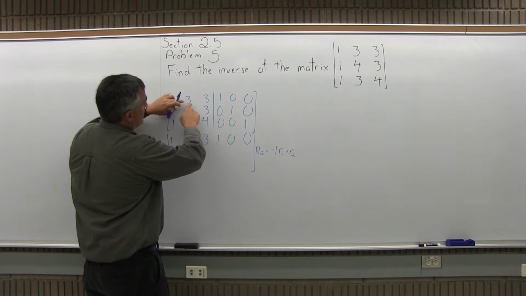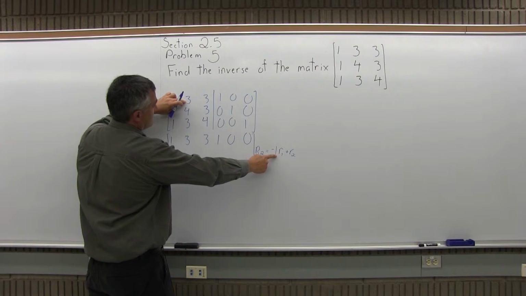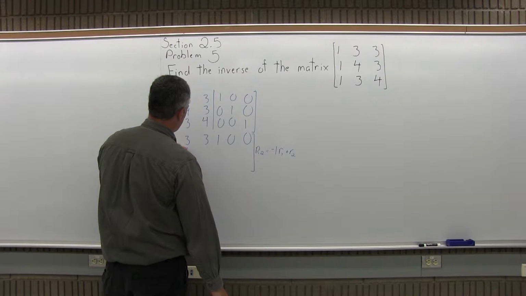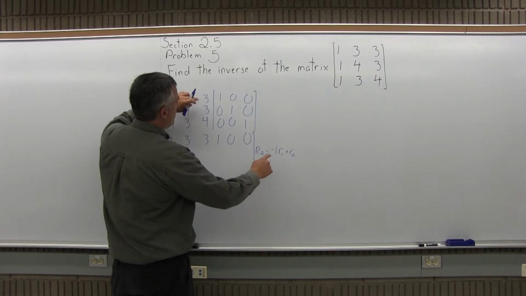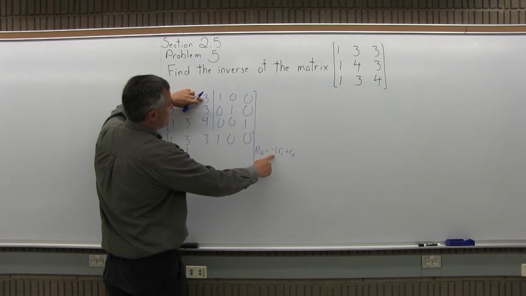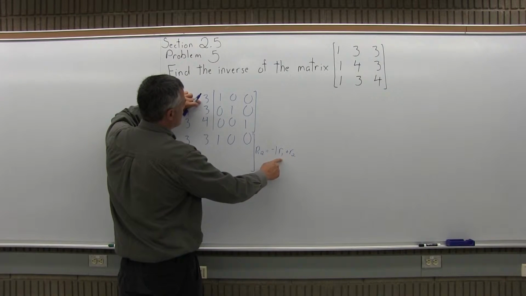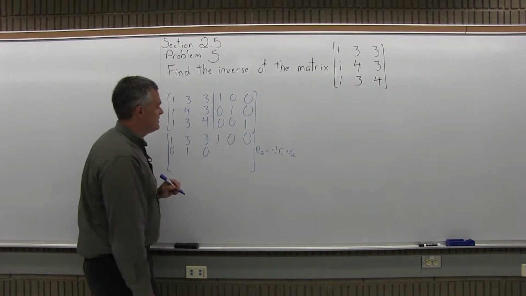Next, negative 1 times row 1 is negative 1 times 3. That'll make a negative 3. And I'm going to add that to row 2. So negative 3 plus positive 4 is 1. Next, negative 1 times row 1 is negative 1 times 3. That'll make a negative 3. I'm going to add that to positive 3. So negative 3 plus positive 3 is 0.